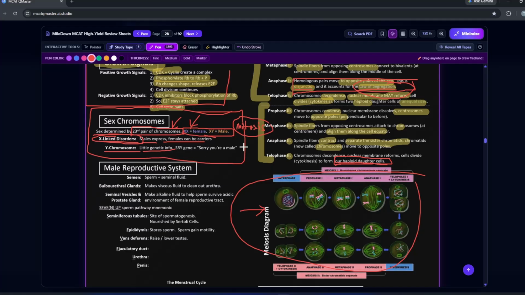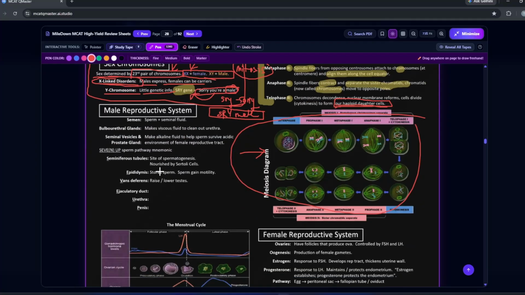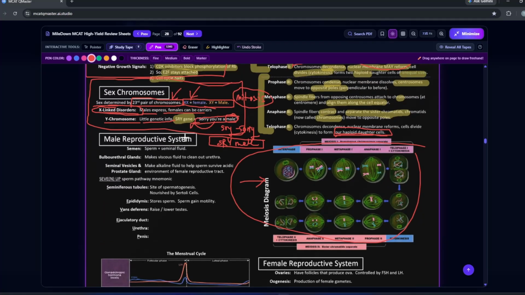It has little genetic info, and it's related to the gene called SRY gene. The way some people like to memorize this is "sorry, you're a male." So SRY looks like "sorry," so it's easy to memorize. And then the phrase "sorry, you're a male" correlates the SRY gene to male, right? So that helps some people memorize. And now we're going to go into the male reproductive system.